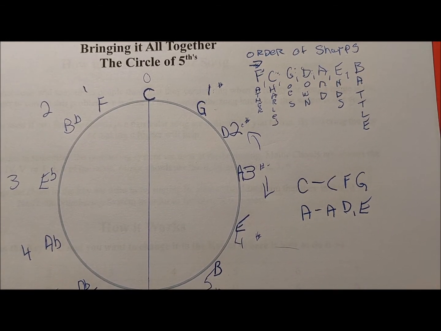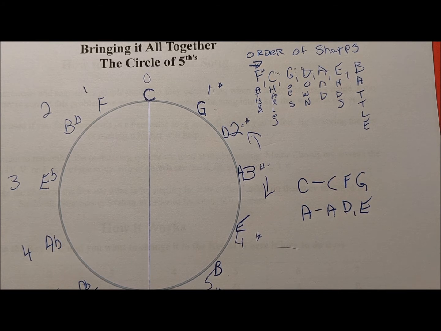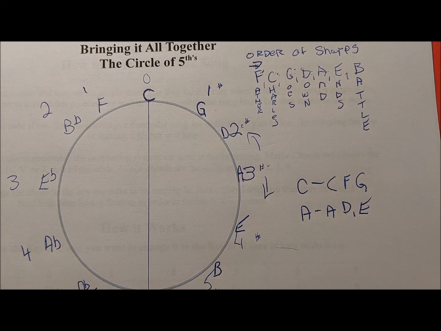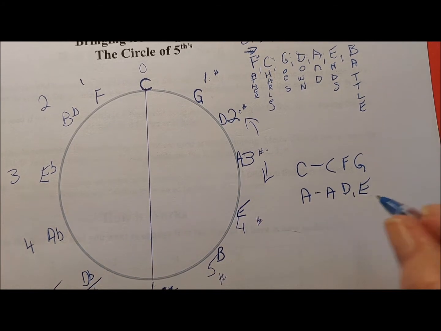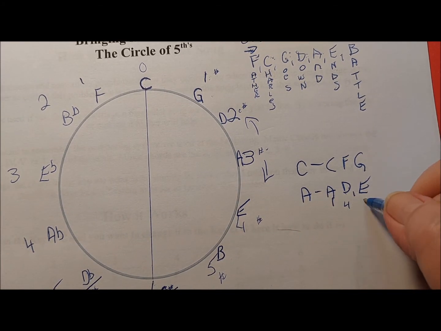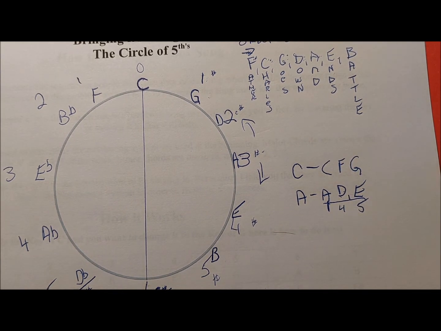If somebody says, okay, we're going to play in the key of A, and you have the music in the key of C, and you go, oh my goodness, I'm not going to be playing C, F, and G. What am I going to be playing? You're going to be playing A, D, and E. 1, 4, 5. That's why knowing the numbers helps in the Nashville number system.